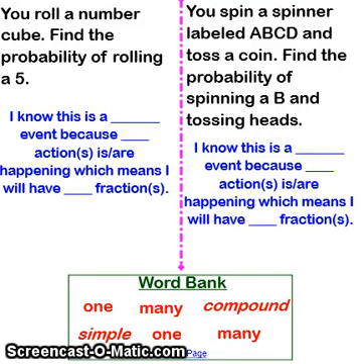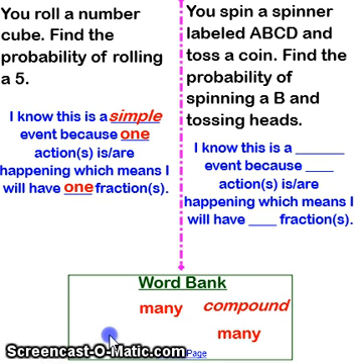So the last two lessons we talked about simple probability and compound probability, and today we're going to put them all together. So I need you to take out your notes page. It says you roll a number cube, find the probability of rolling a 5. I want to know if this is a simple or a compound event. I know that this is a simple event because there's only one action being taken. The only thing I'm doing is finding the probability of rolling a 5. There is no "and" in my problem. And so because there's only one action happening, that means that I only have one fraction.